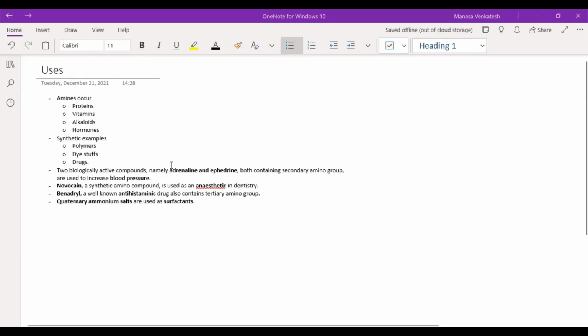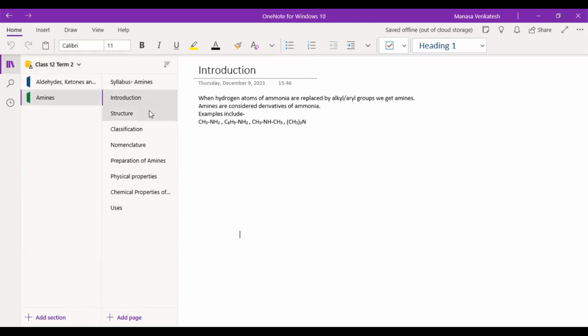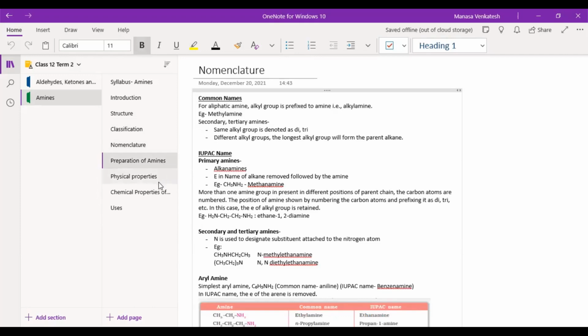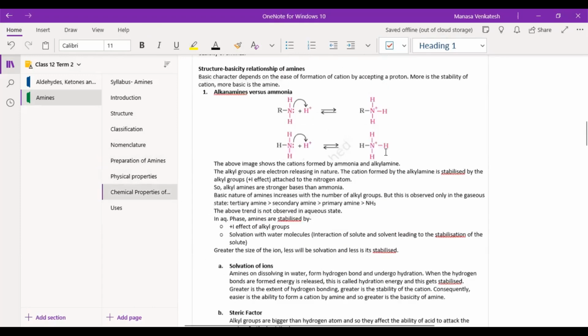We're done with the whole chapter because this year you do not have diazonium salts. It's not included in your syllabus. For this year, 2021-2022, you do not have to worry about the same. So with that, we're done with the amines. We started with the structure, then we moved on to the classification, nomenclature, preparation, physical and chemical properties, and we finally finished up with the uses.